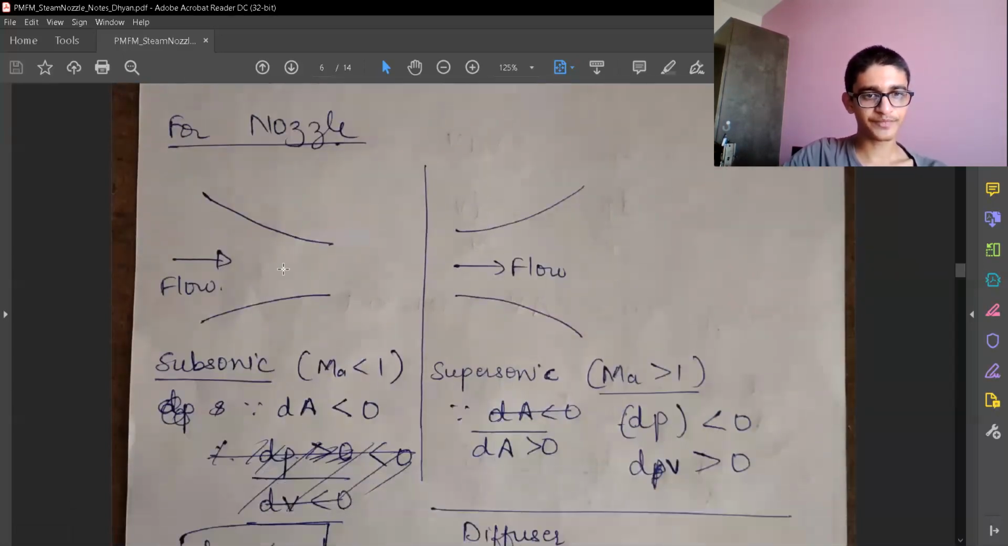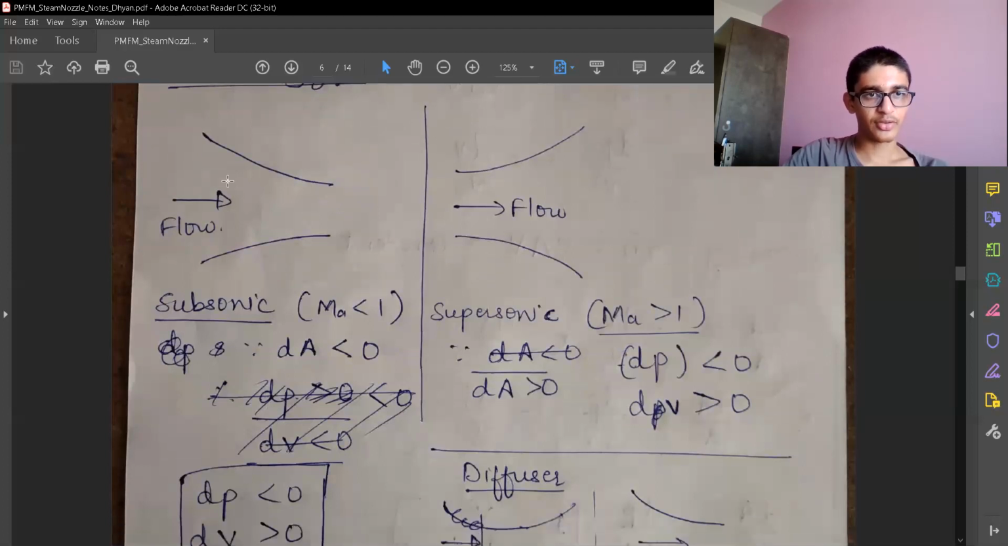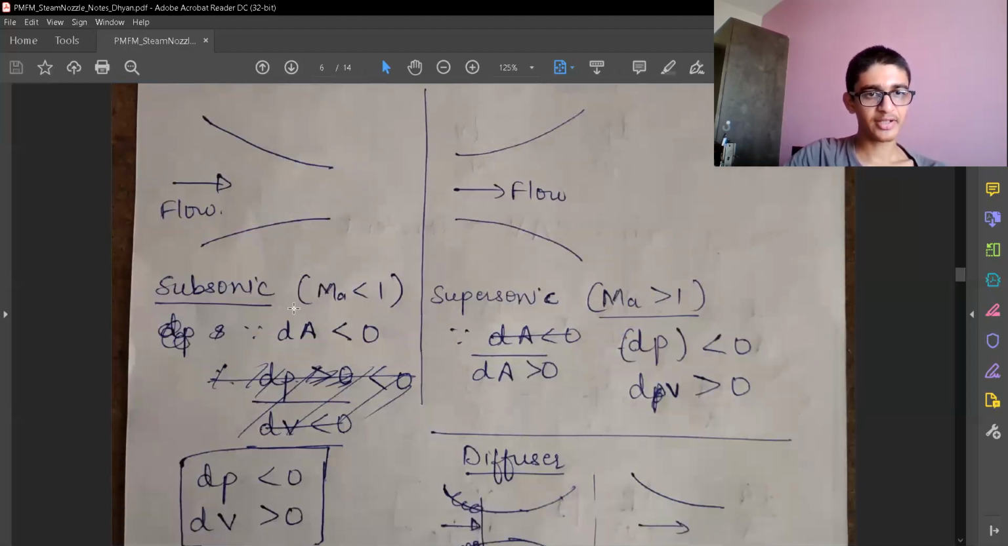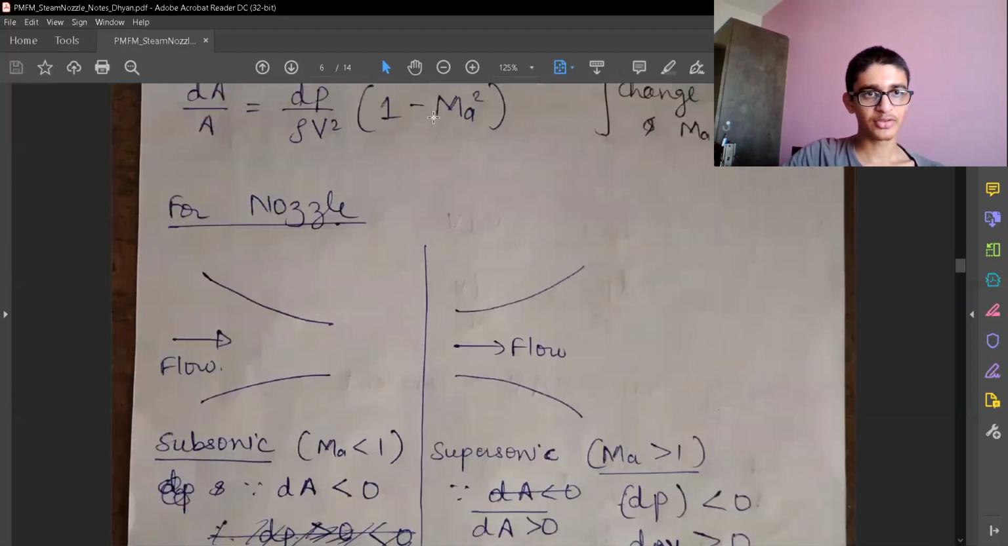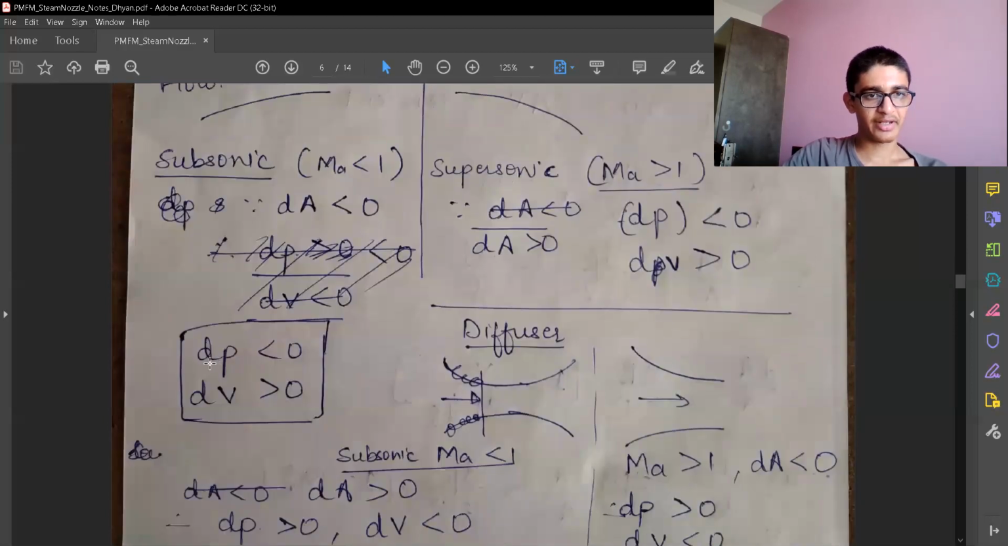So for a nozzle, let's look at this. We have decreasing cross section area, so dA is less than 0. Let's say we have subsonic flow, that is Mach number is less than 1. We'll use the above equation and we'll get that dP is less than 0. So that is a nozzle, because the final pressure, that is P1, is less than P0. That means the final pressure is less, that is, it's a nozzle, and there is an increase in velocity.